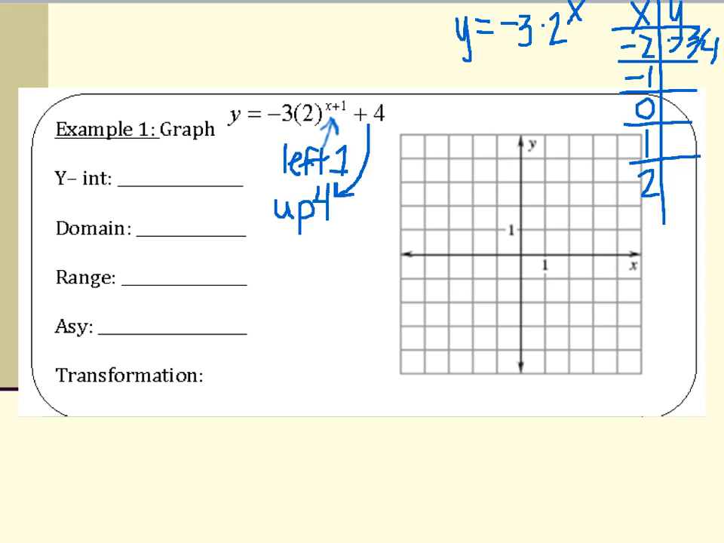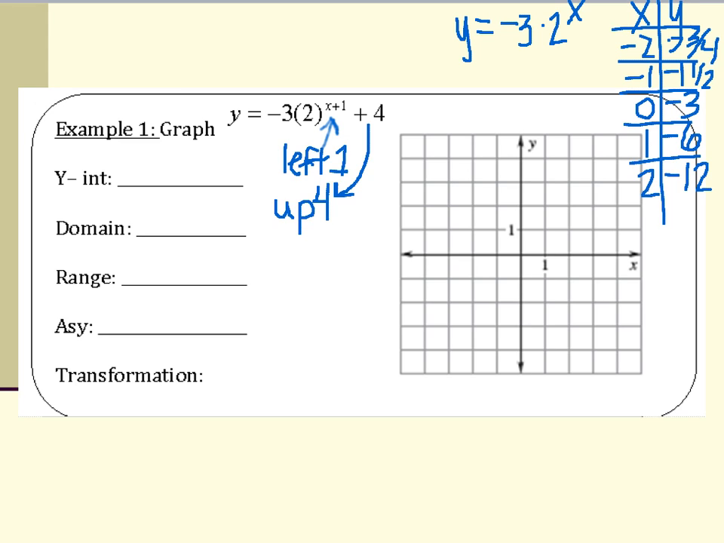If you plug -1 in, you get -1 1/2. If you plug 0 in, you get -3, and that should be obvious because it's your A. If you plug 1 in, you get -6, and if you plug 2 in, you get -12. Let's go ahead and plot those points.